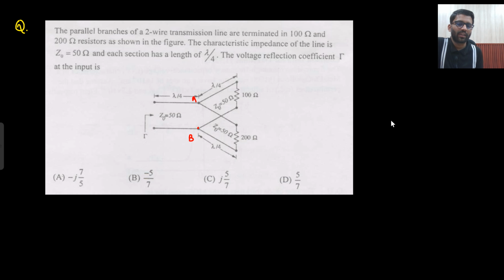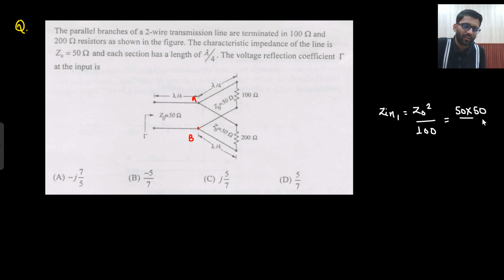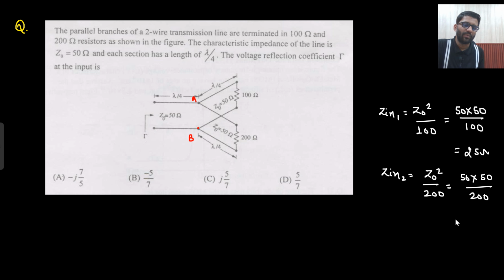Since the length is lambda by 4, can I write down the input impedance? Yes. One would be Z0 square by ZL, with ZL 100 here. So 50 into 50 divided by 100, that would be 25 ohm. Similarly for the other line between AB, another Zin2, Z0 square by ZL, that is 200. So 50 into 50 divided by 200, that is 50 by 4, which would be 12.5 ohm. Okay, so what will be the total impedance between A and B?